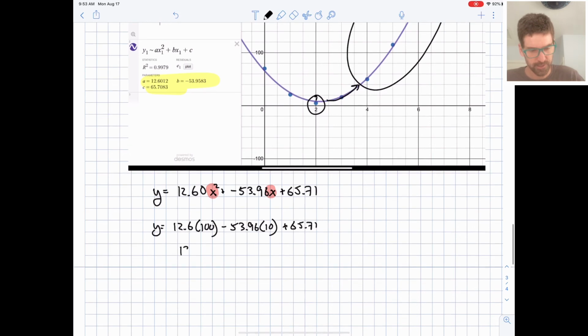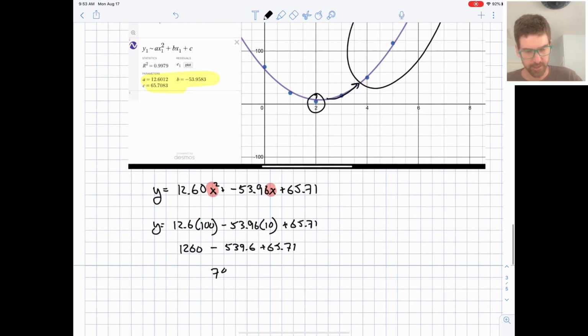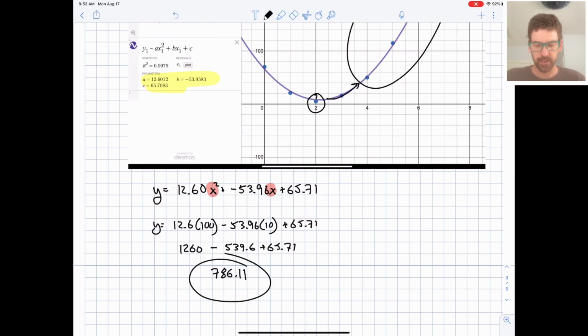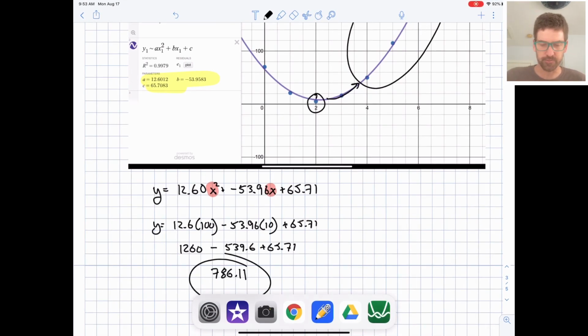So 1260 minus 539.6 plus 65.71, and I get an answer of 786.11. And then let's head back to Desmos and see if that looks reasonable.